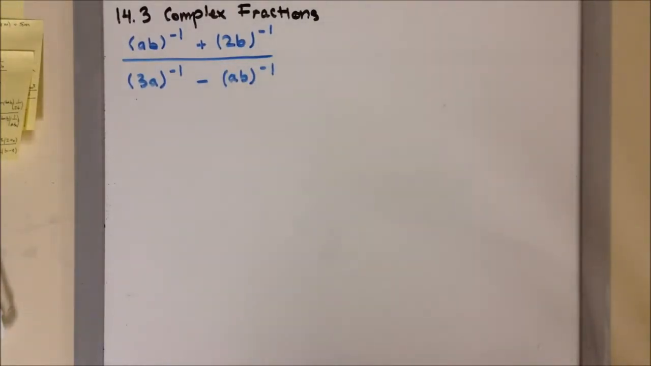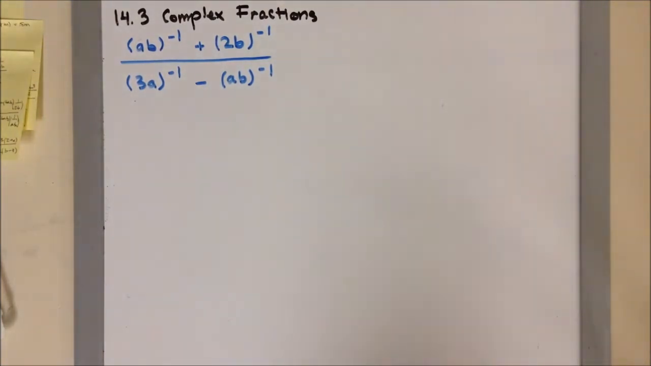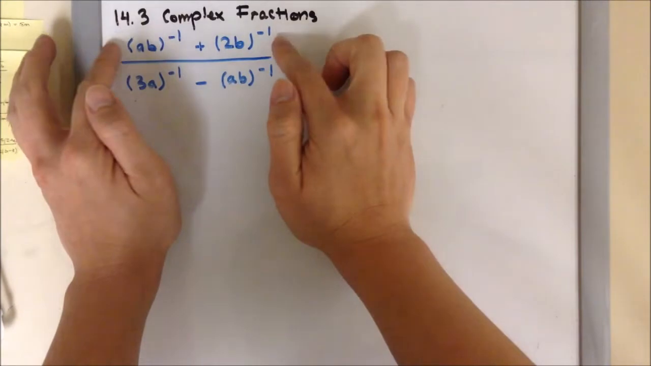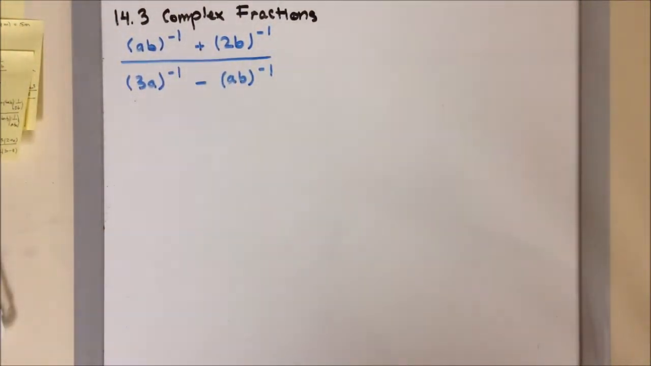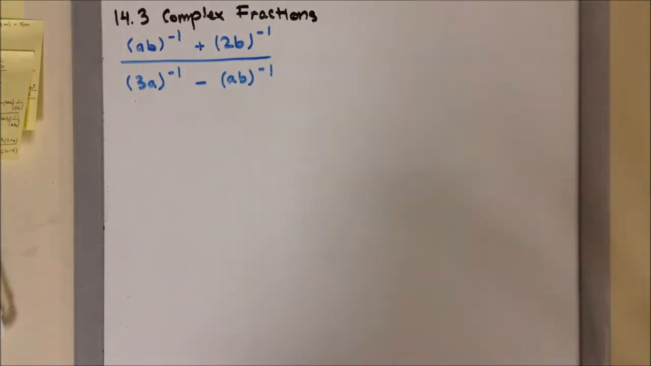Let's take a look at this complex fraction. Now it looks different from the previous example because right now we don't actually have many fractions in the numerator and the denominator, but what we do have is that each part is being raised to the -1 power. So when we're working with negative exponents, you're basically doing a reciprocal of what you have.